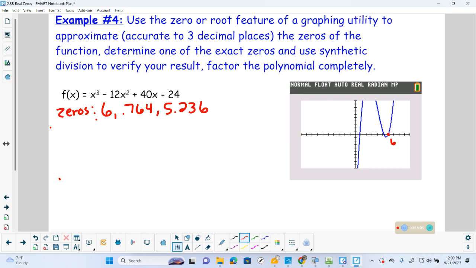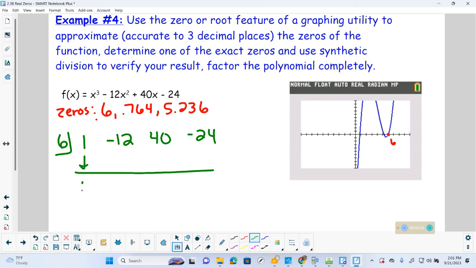So we did that: use the zero or root feature of the calculator, we got the decimal answers of the function, determine an exact one, clearly the 6, and use synthetic division. So let's go ahead and do that here. We should have a 0 remainder. Make sure you have all the terms, in order. Same spiel. So 6 times 1, that's a lot, I'm getting ahead of myself here. 6 times 6, okay, add those together. 6 times -6, and 6 times 4. Looking good. Let's recover this. We have x squared minus 6x plus 4.